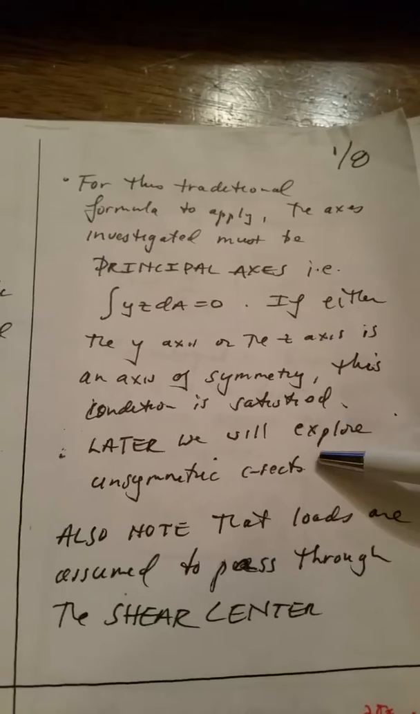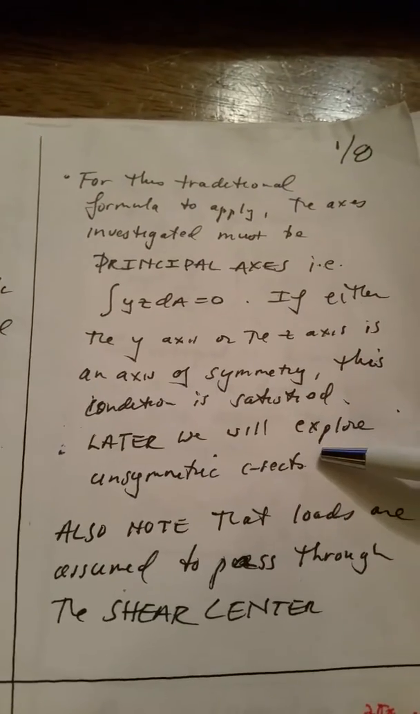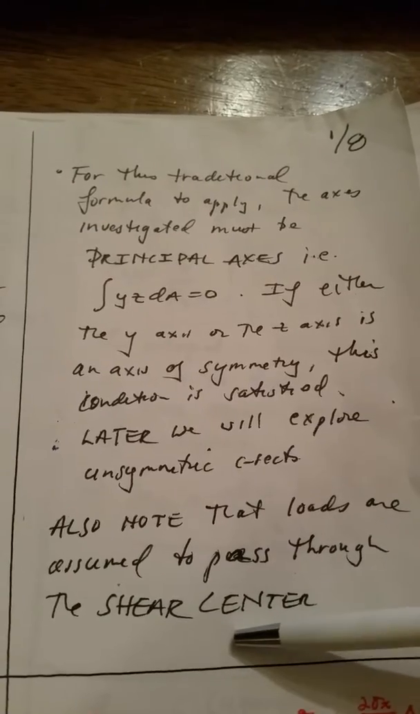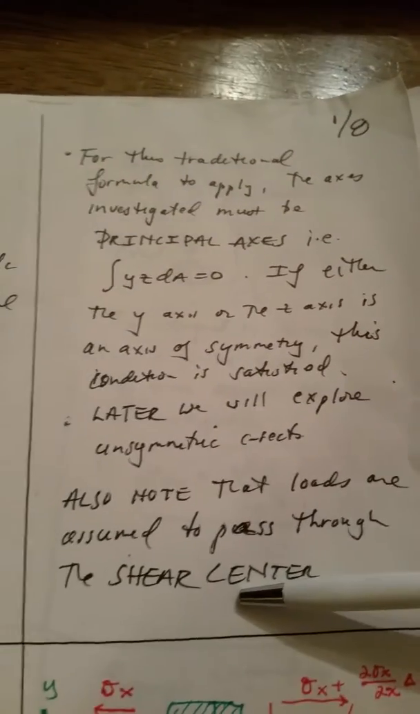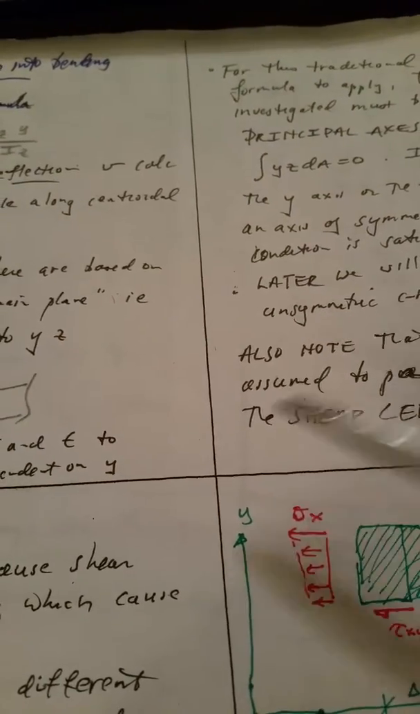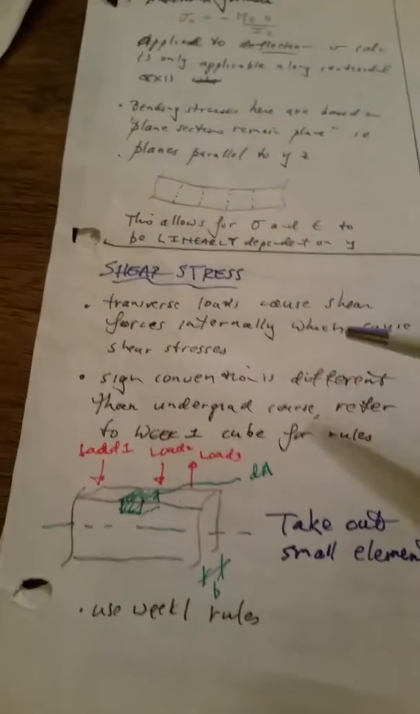And then finally there's one more caveat or warning, that the loads are assumed to pass through the shear center. In your steel design classes you probably talked about locating the shear center, which removes torsional effects on the cross-section. So let's take a look at the shear stress now.